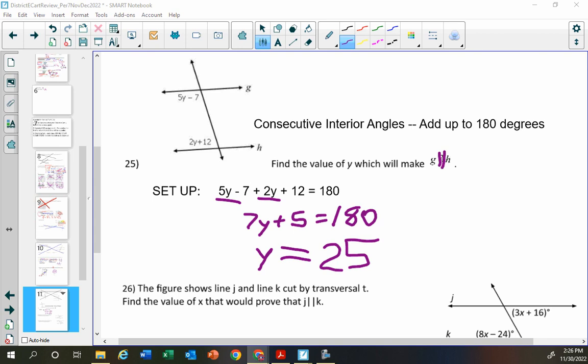Yeah, 25 is 25. Oh, no, it's 7. No, time out. Stop. 5 plus 2, 7. 5 plus 2, 7. That should have been a 7y.